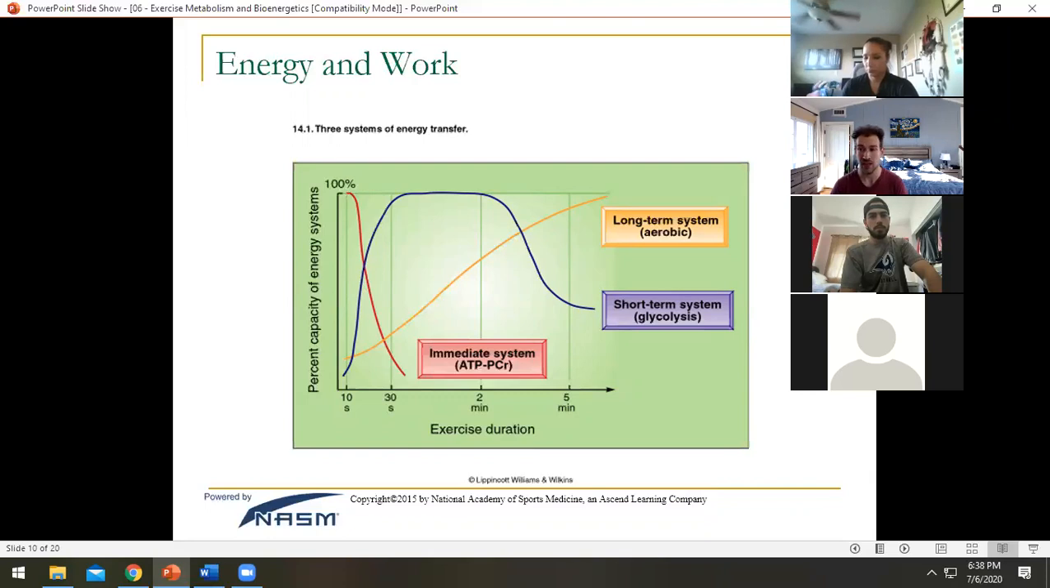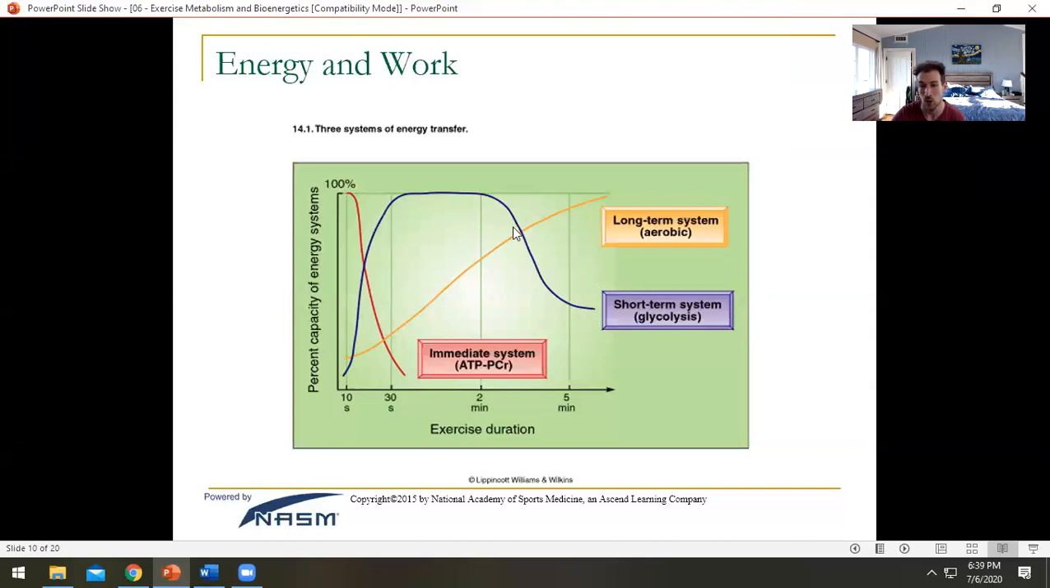This is why you can't survive without oxygen for very long. Yes, we produce energy in a lack of oxygen environment, absolutely. But that's not enough energy to keep your body alive. So you need to have a little bit in the background, constantly. And that's what you're seeing down here with your aerobic system.